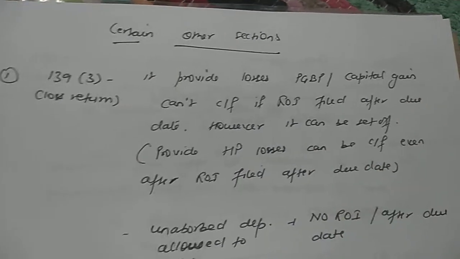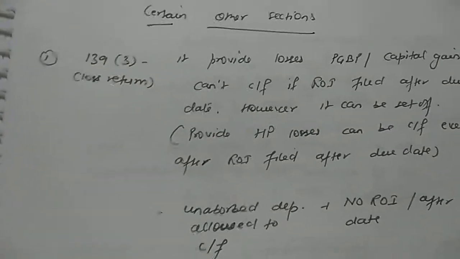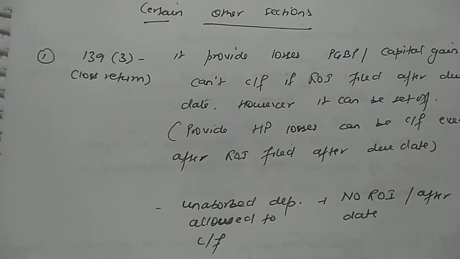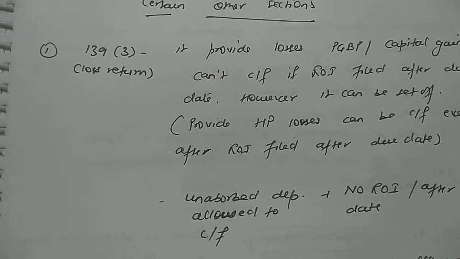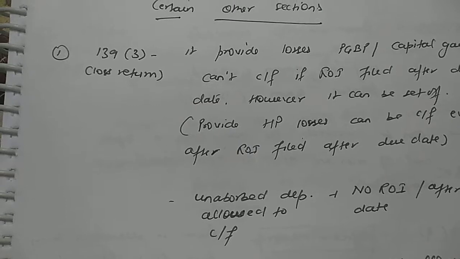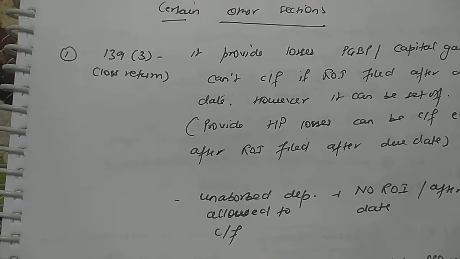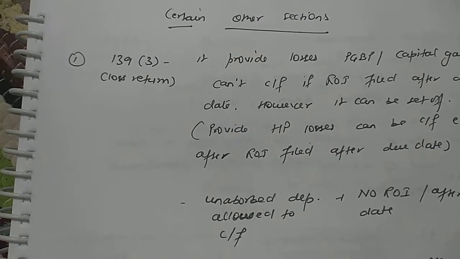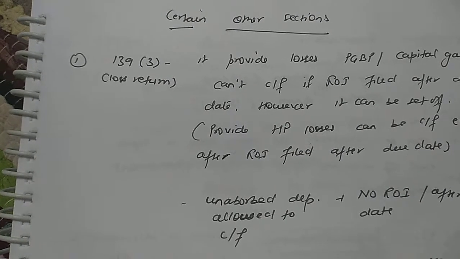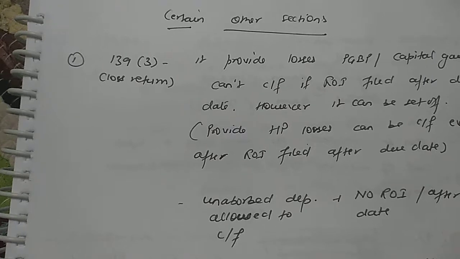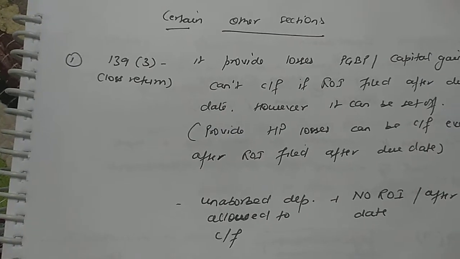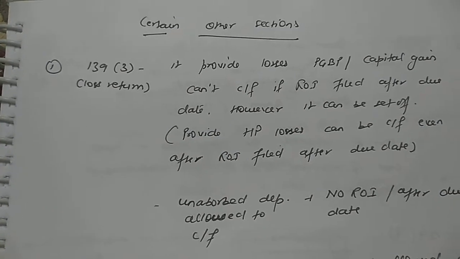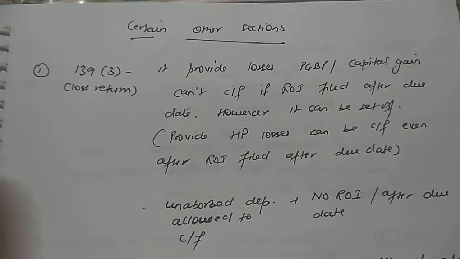For example, if an assessee, say an individual, has a loss under PGBP, and that taxpayer files the return of income after the due date, then they cannot carry forward that loss to the subsequent assessment years. However, they can set off their losses against the other heads as per the provisions of the Income Tax Act.